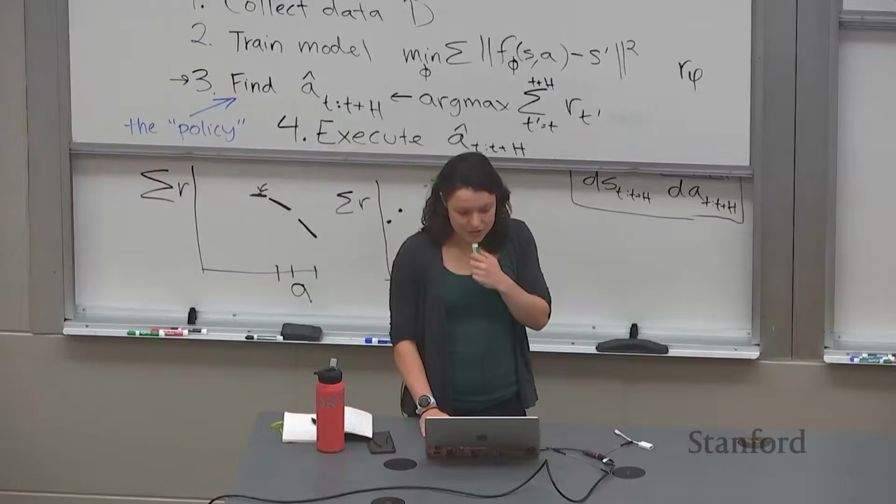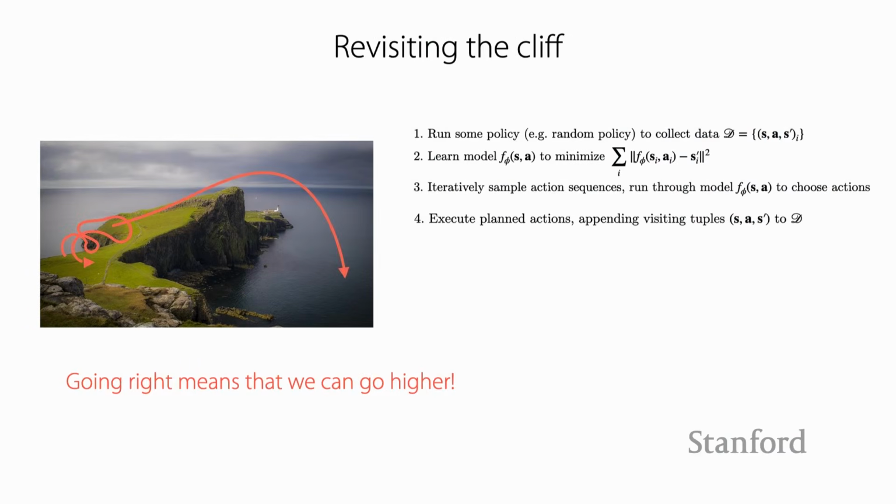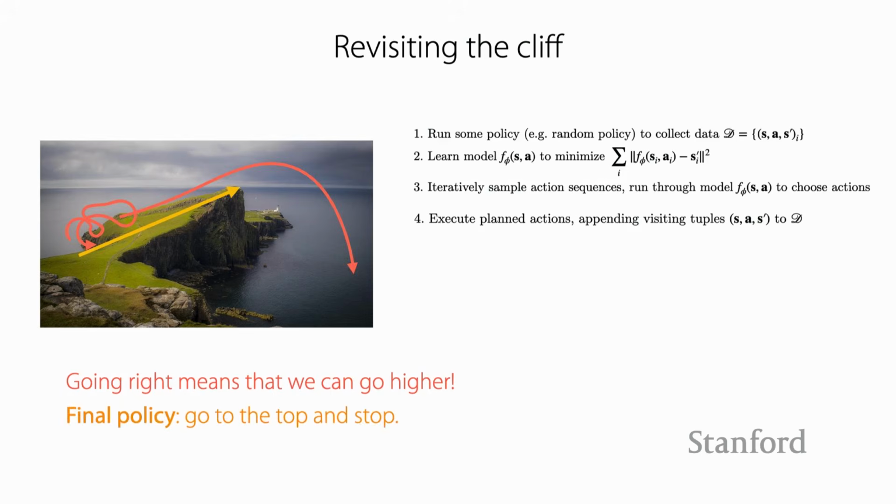And so when we do this, we will execute the actions that we planned. So we'll go off the cliff, then our model will become more accurate. We'll learn that if we go right past this point, we get a lot of negative rewards, or very low elevation, which corresponds to negative rewards. And then we'll be able to learn a model that goes to the top and stops. Cool.